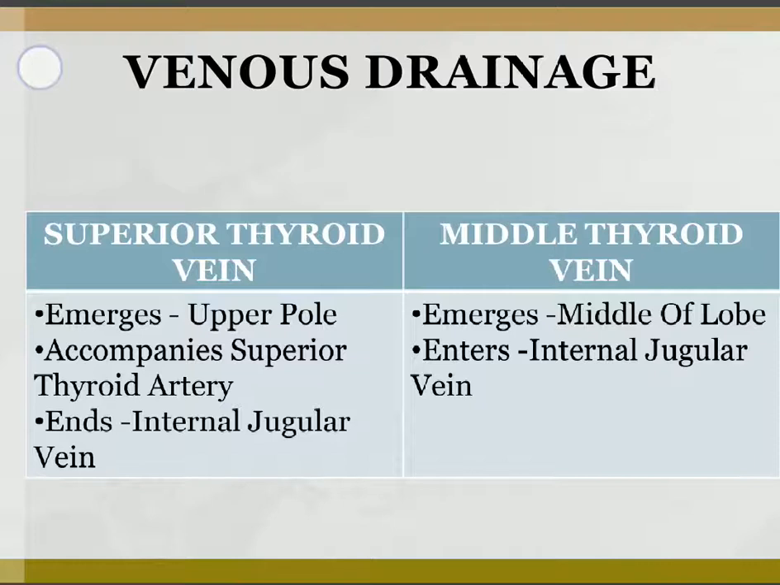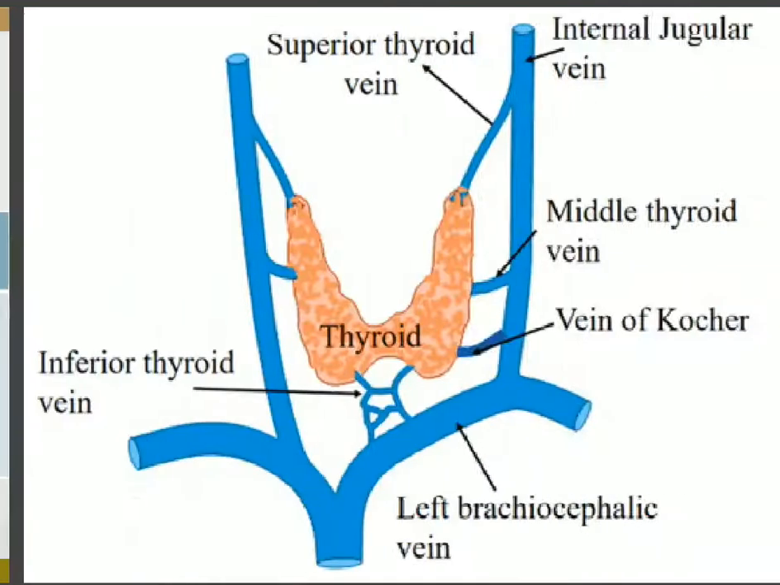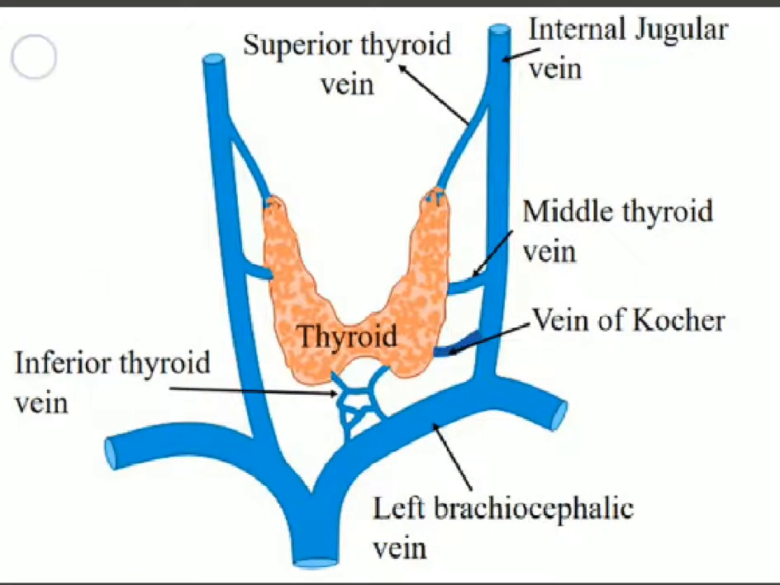Venous drainage. In order to understand the venous drainage, we'll take help of an image. So basically there are four types of veins: superior thyroid vein, middle thyroid vein, inferior thyroid vein, and a fourth thyroid vein, which is known as vein of Kocher. So this is an image which will help in memorizing the venous drainage of the thyroid gland.